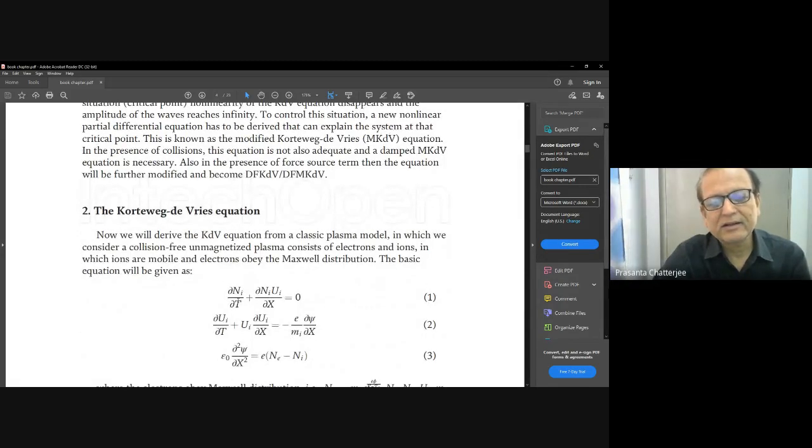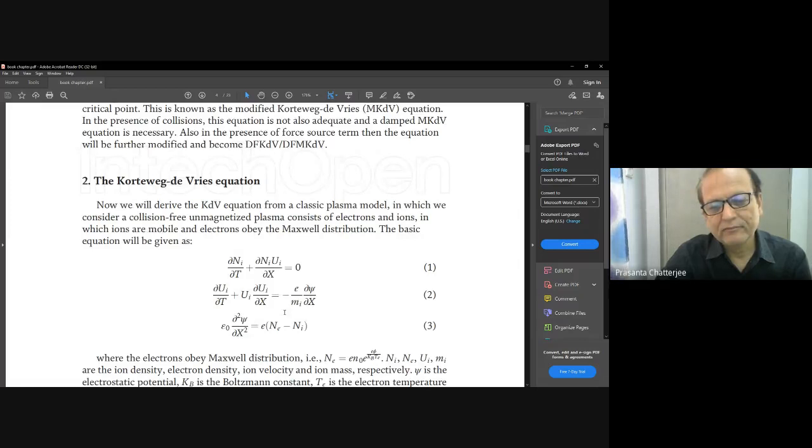This equation 1 is the equation of continuity, which comes from conservation of mass. Since here in plasma, instead of conservation of mass, we can call it conservation of charges. Ni is the number density, instead of density. Second equation is momentum balance or equation of motion, and third is the Poisson equation for charges. So to find out a nonlinear evolution equation, we generally follow a few steps.